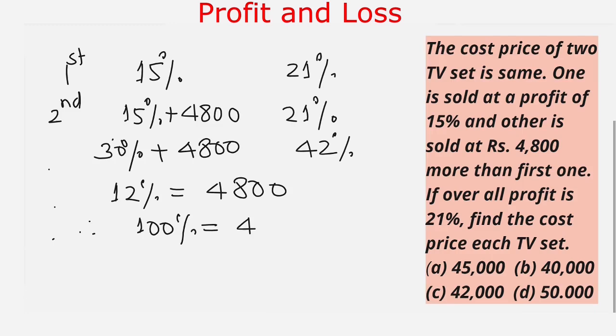Therefore 100%. When 12% is 4,800, 1% is 400, therefore 100% is 40,000. 400 multiplied by 100 is 40,000. This way we can solve without involving the x in our assumption. And from the given options, our answer is option B.